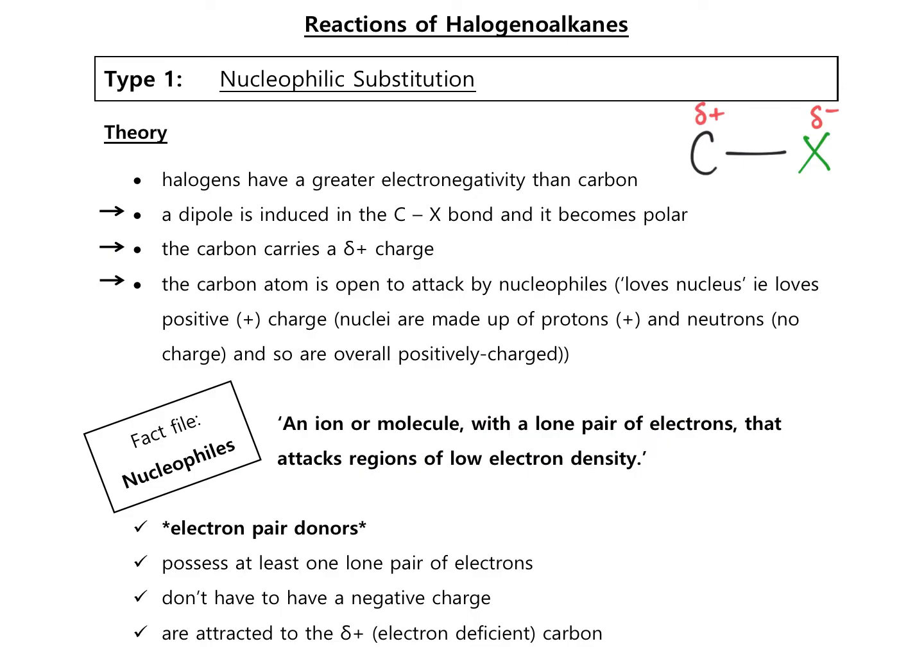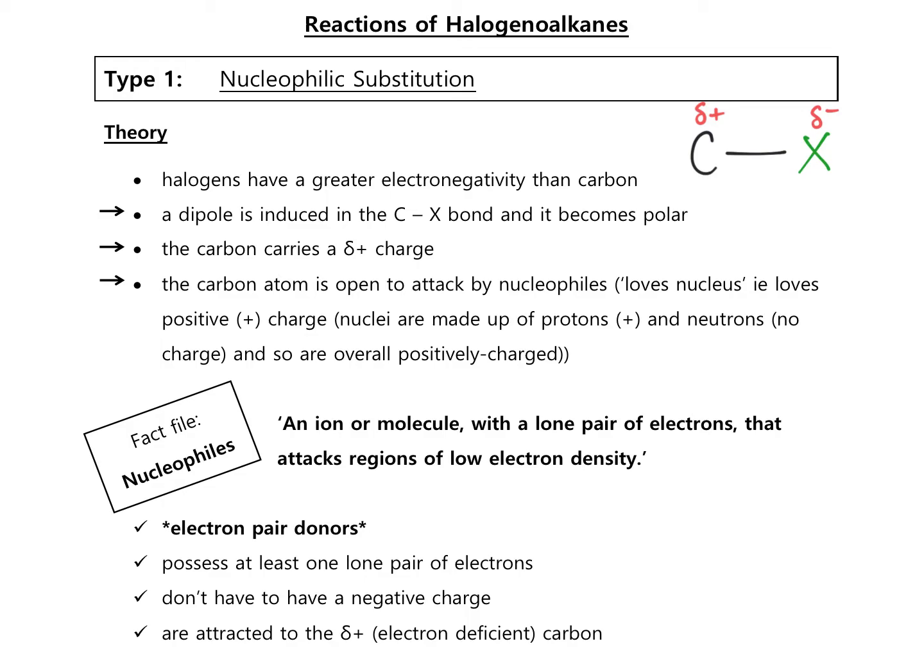So that's all summarised on the next page. This is page 17 of your booklet. This reaction of our halogenoalkanes arises from the fact that we've got a polar bond in our halogenoalkane between our carbon and our halogen, the carbon being delta plus. That leaves it open to attack by a nucleophile.